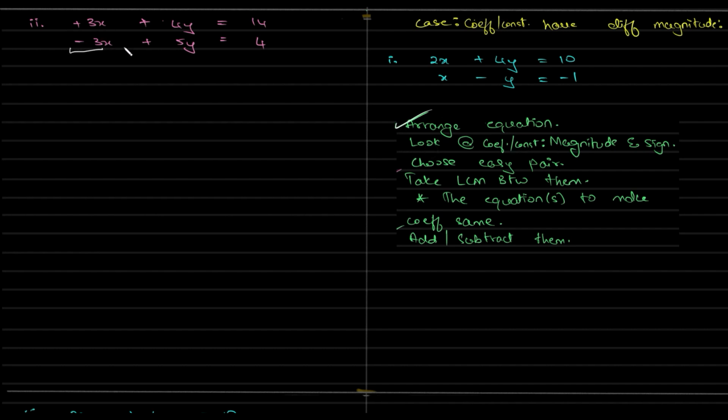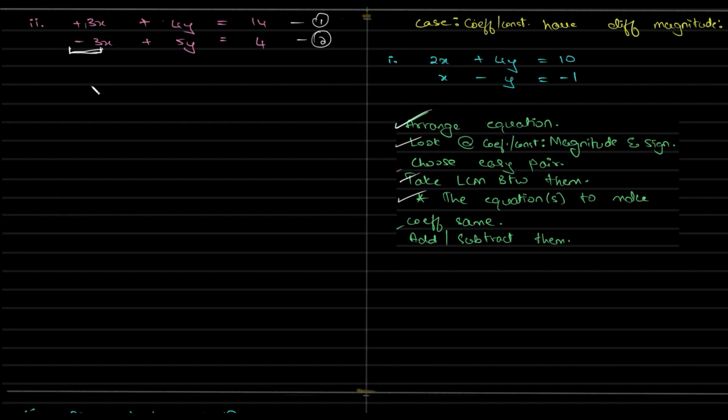Look at the coefficients and the constants. Okay, plus 3, minus 3, plus 4, plus 5, 14 and 4. Choose an easy pair. Yes, we have chosen an easy pair, plus 3 and minus 3. Take the LCM. Well, it's 3, right? Multiply the equation to make the coefficient the same. When we talk of numerical value, the magnitude, they are 3. So we need not do this. Add and subtract. This is where I want to understand when to add and when to subtract. Do you think adding here helps or subtracting?